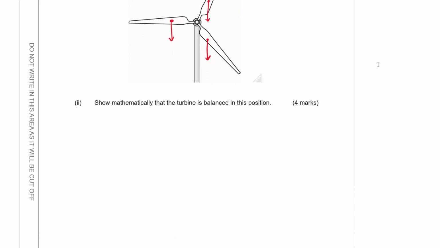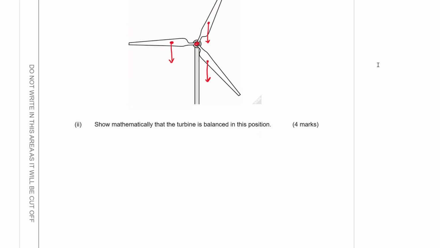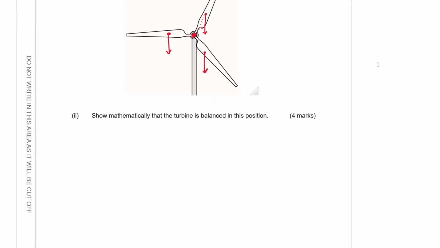Anyway, I need to show mathematically that the turbine is balanced in that position. So I'm going to use this center point as my pivot, and I know, looking at this angle here, that the angle there is 30 degrees. So the weight force on this blade and this blade will be acting at an angle of 30 degrees. I can start by saying, about the center, I want to work out the sum of all the torques. And I'm going to say clockwise is positive.